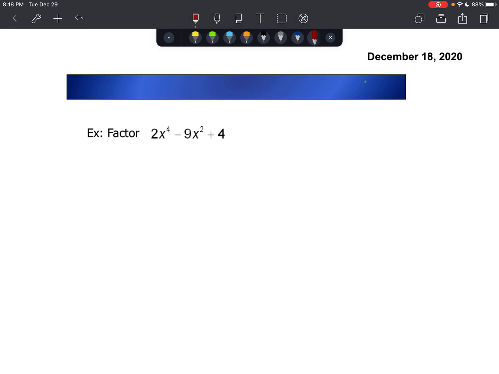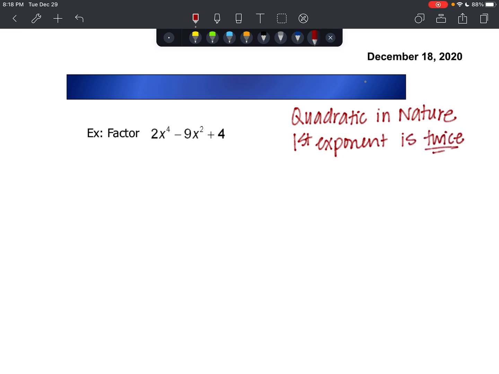Now this is quadratic in form, or in nature, I'll say in nature. Quadratic in nature means that the first exponent is twice the second exponent. So the first exponent, that's this one, is twice the second. Here's our second exponent. When that happens, we can try to factor this into two binomials.